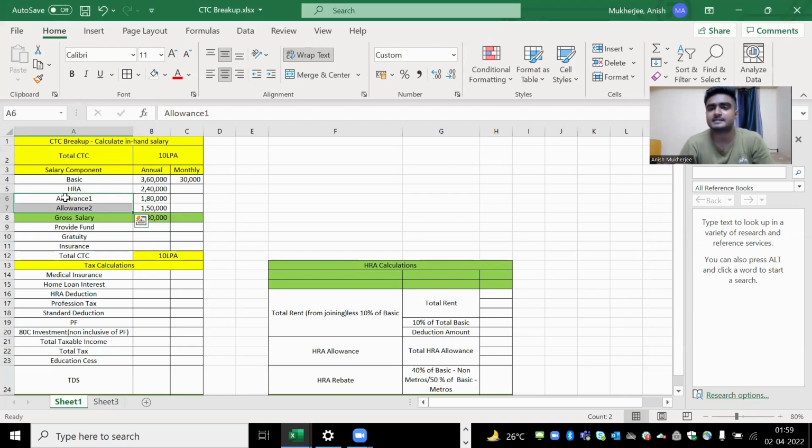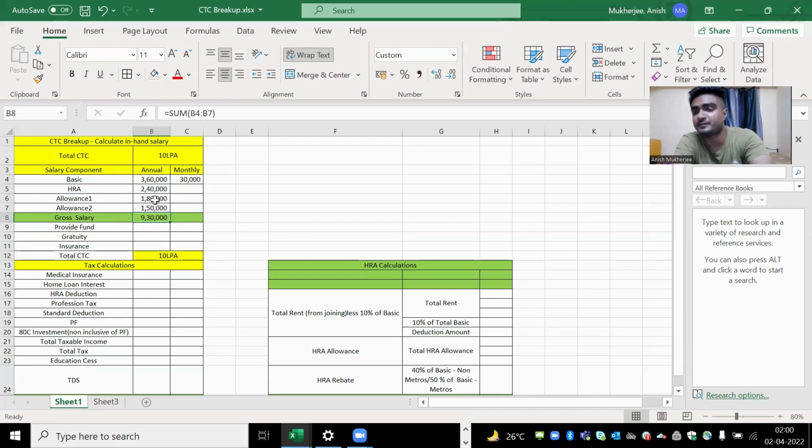At the end of the day, we'll come to the tax part of it later, but this is included in your gross salary. Basically, the gross salary is the summation of these four components. So what is my gross salary coming to be? Gross salary has my basic, my HRA, and the allowances that we have received.